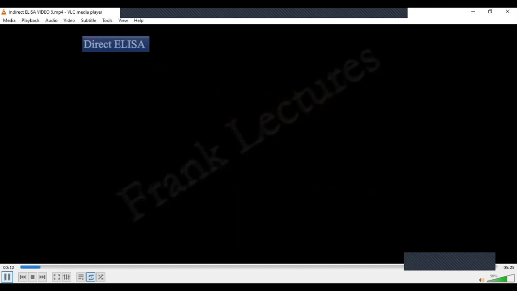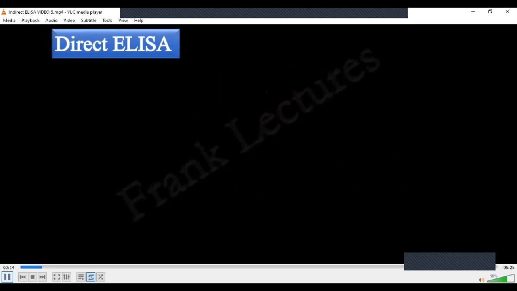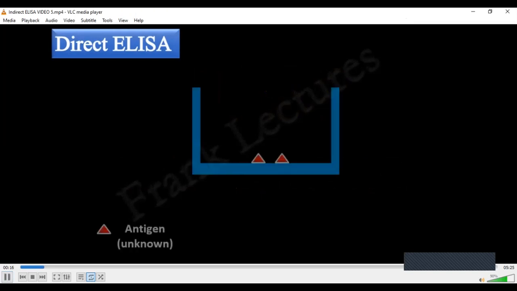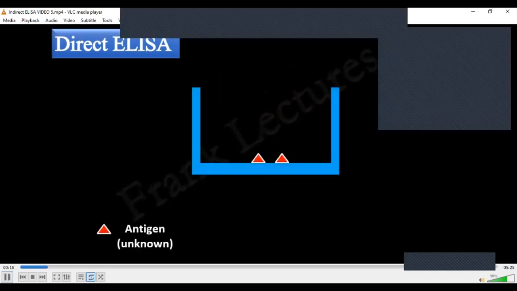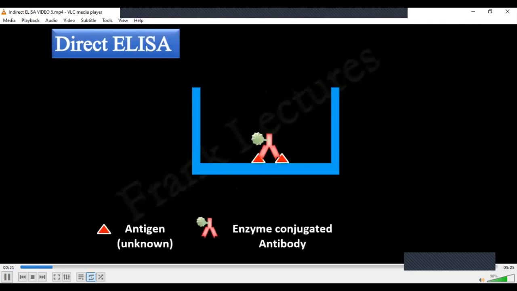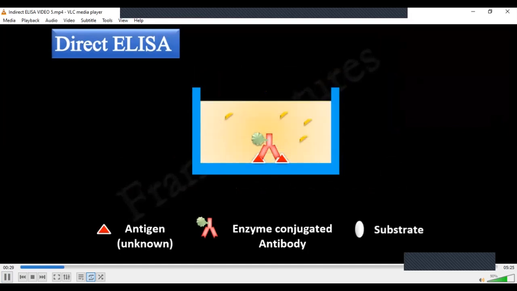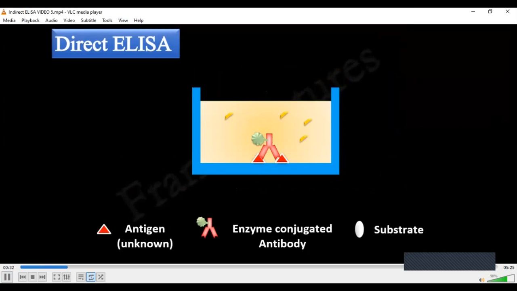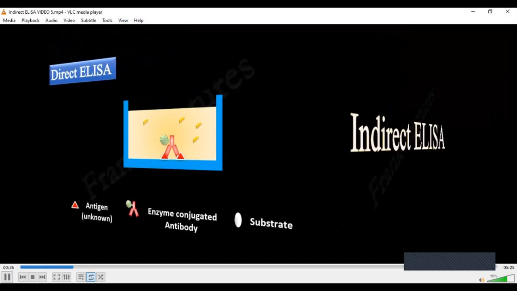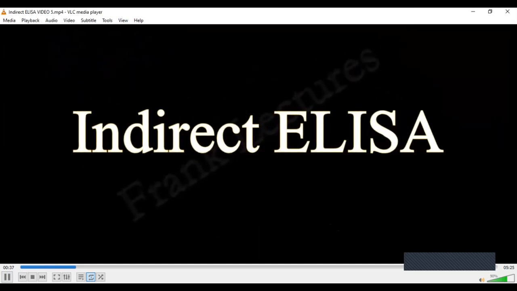In the last video lecture we studied direct ELISA. There we saw that the enzyme-conjugated antibody directly binds the target antigen. And when substrate for the enzyme is added in the well, color development indicates that the target antigen is present in the sample. Let's now study indirect ELISA.